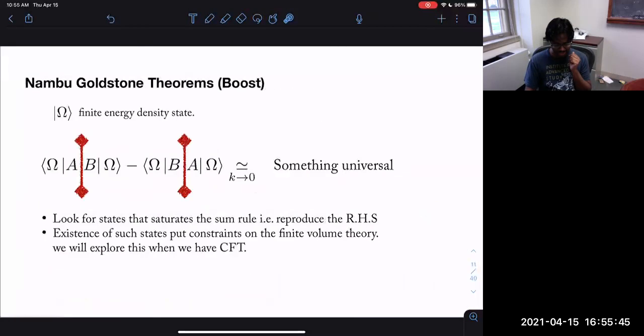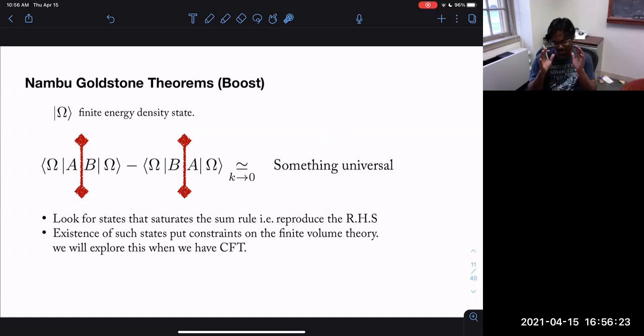To move ahead, if you are lost in the details, just to tell you what we are doing: we are taking a finite energy density state omega, and then you have this commutator where suppose A is related to the generator, B is the order parameter, and on this side you have something universal like delta of omega times some quantity epsilon plus P and so on. What we are trying to do is look for states. We insert a complete set of states here in between A and B, and we want to look for states which saturate the sum rule and reproduce this right-hand side, this universal thing.